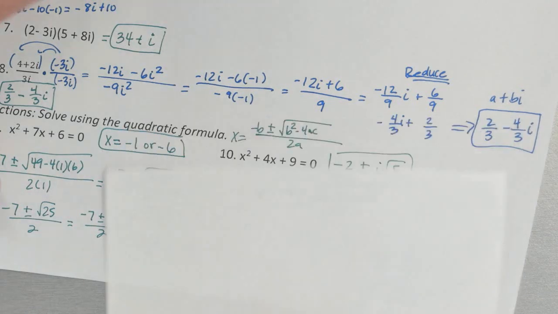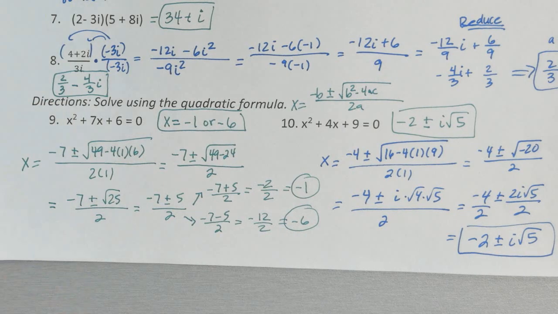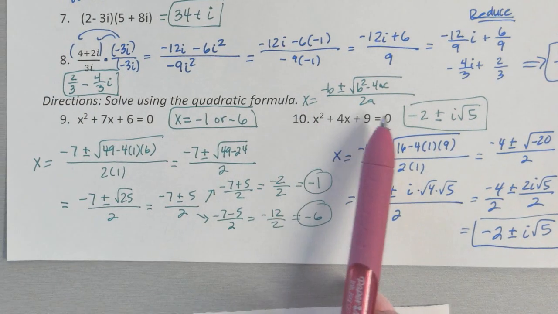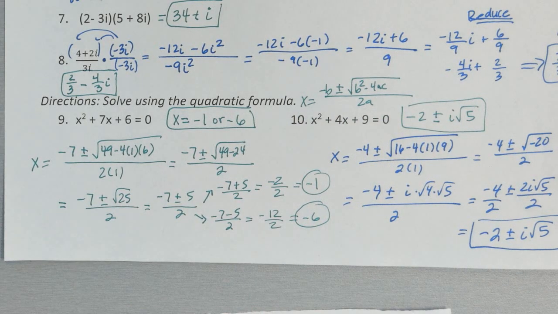All right, and then we have our quadratic formula. So if you don't already, I would put the quadratic formula on your note card. x equals the opposite of b plus or minus the square root of b squared minus 4ac, over 2a. Okay, and then for number 9, you have 2 whole numbers. So x equals negative 1 or negative 6.